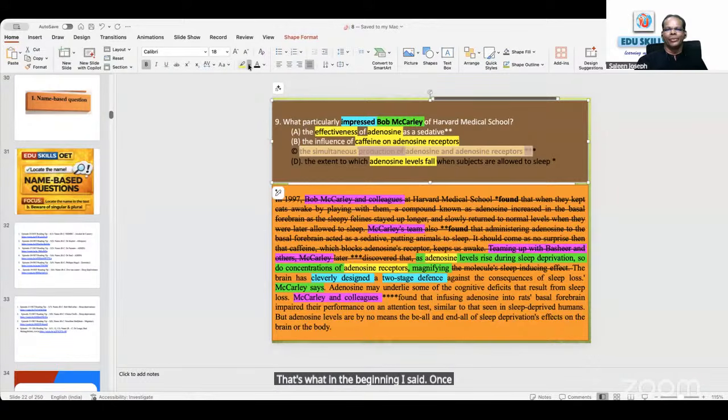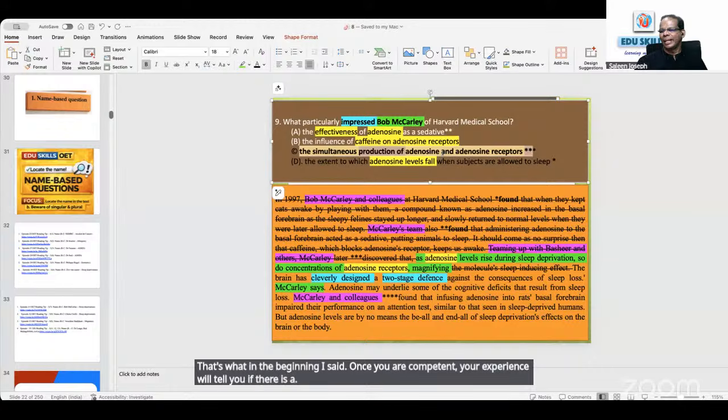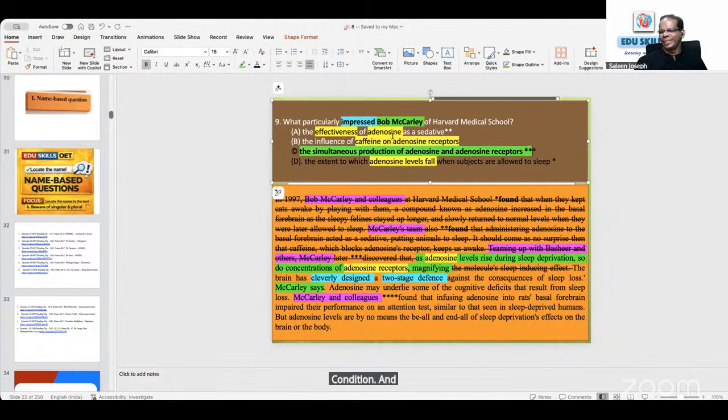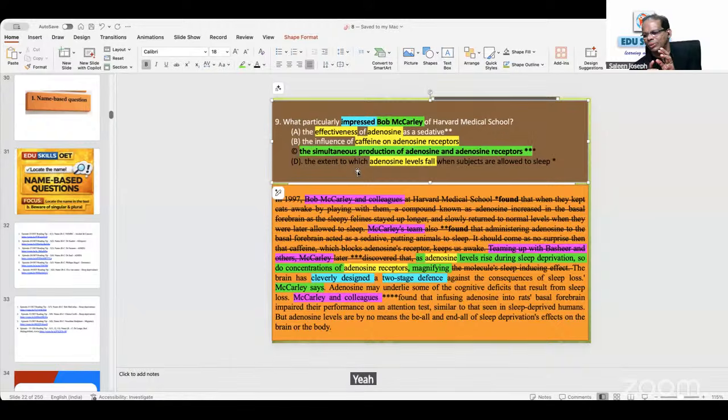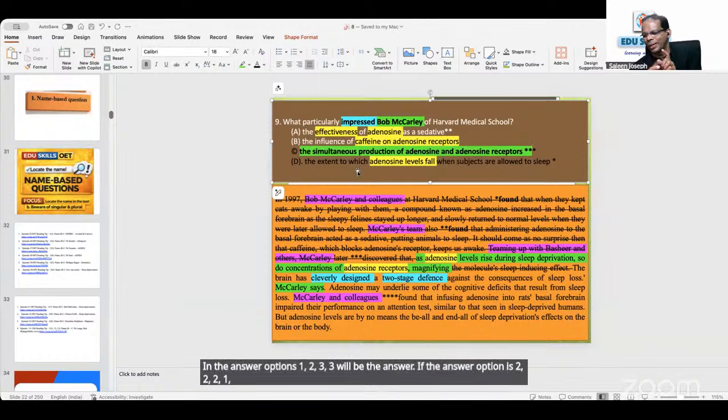Once you are competent, your experience will tell you if there is a conjunction, and if there is one and two, another principle I'll be teaching you later. In the answer options, if there is one and two, two will be the answer. In the answer options, 1, 2, 3 will be the answer. If the answer option is 2, 1 is there, 1 will be the answer.